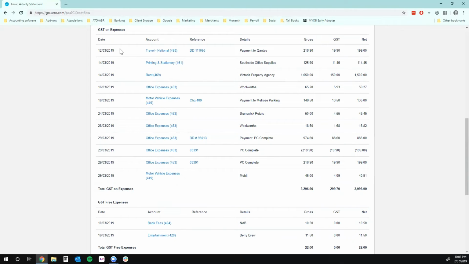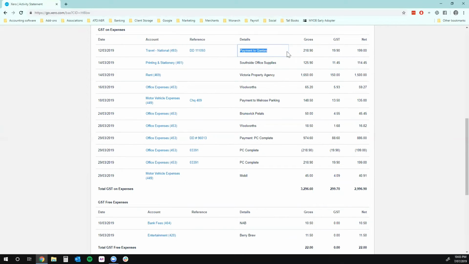So these are expenses that relate to your business producing income or making a sale. This is not everything you buy. This is specific items that relate to business running and day-to-day transactions. They have to be claimable, and the item has to contain GST. For example here, Travel National, Qantas payment.